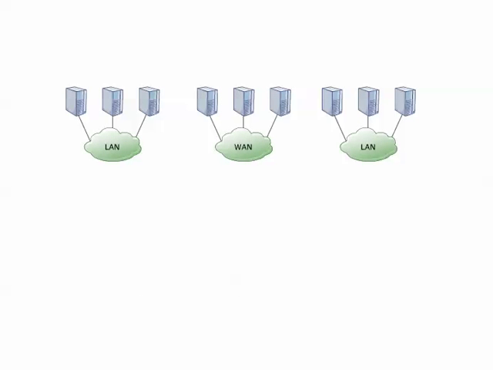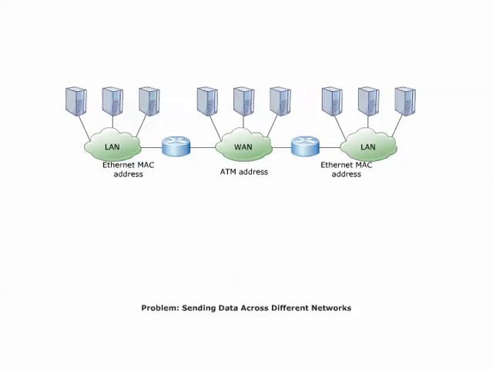Each kind of LAN or WAN has its own addressing scheme. Computers connected to an Ethernet LAN have unique 48-bit hardware MAC addresses. Wide area networks have their own addressing schemes depending on the technology used, for example, ATM addresses. So, if we build a network based on several different networks, sending data across the mixed network, how do we manage various addressing schemes?